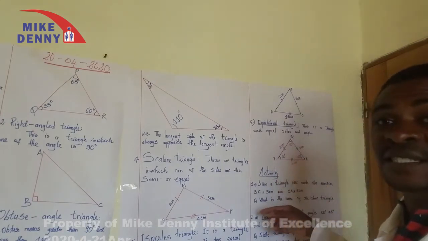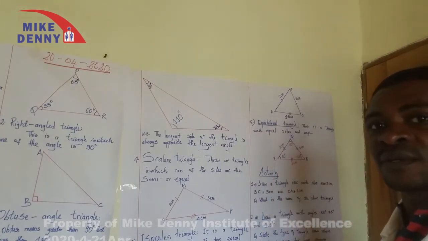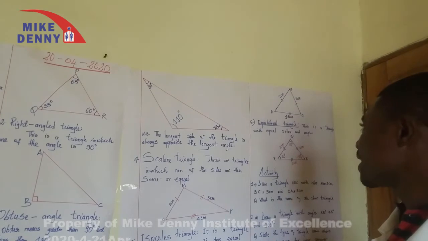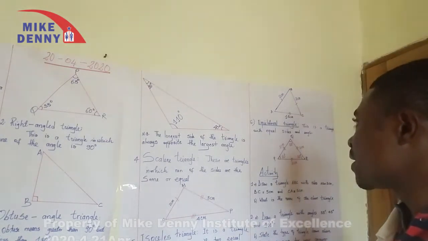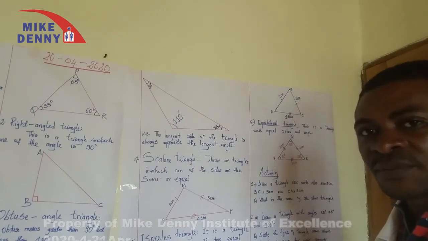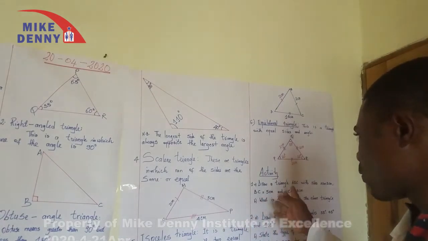And if the sides are the same, the angles will also be the same. In that case, we can conclude that that forms what we call an equilateral triangle. So now we will go to our activity.